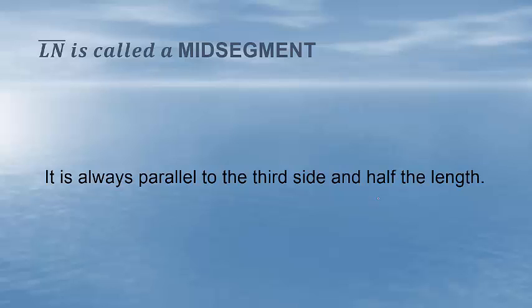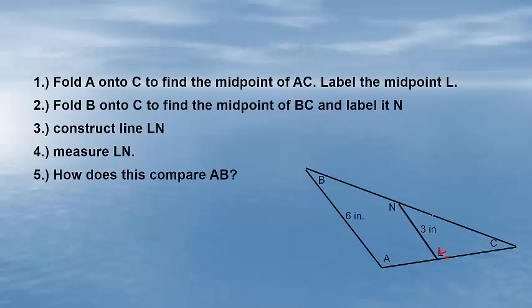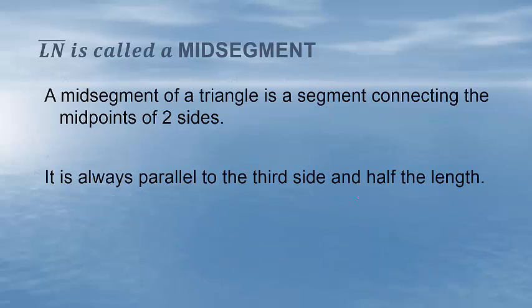There's 2 rules you need to remember about a mid-segment. First rule is it's always going to be parallel to the third side of the triangle. And it's always going to be half the length, just like we saw with 6 and 3. This mid-segment is half of 6, so it's going to be 3. To make a mid-segment, you need midpoints of 2 sides of a triangle, and then you connect them. So in any triangle, you can have at most 3 mid-segments.